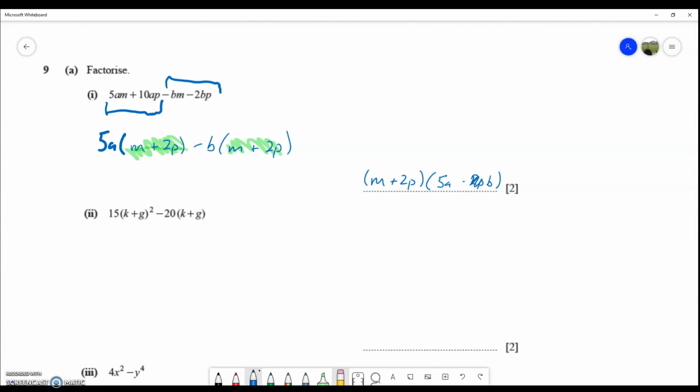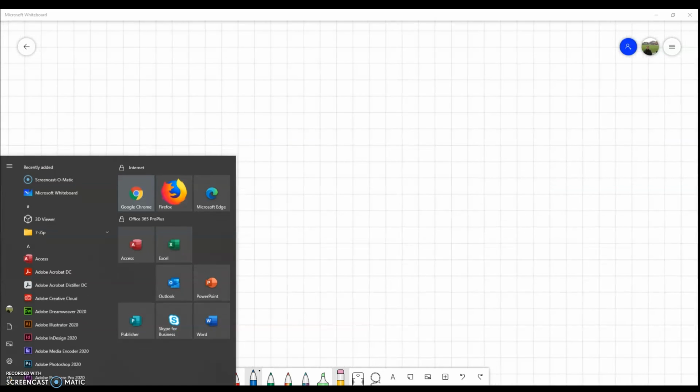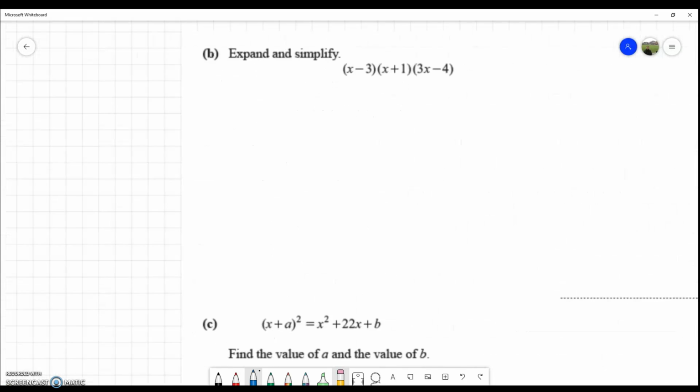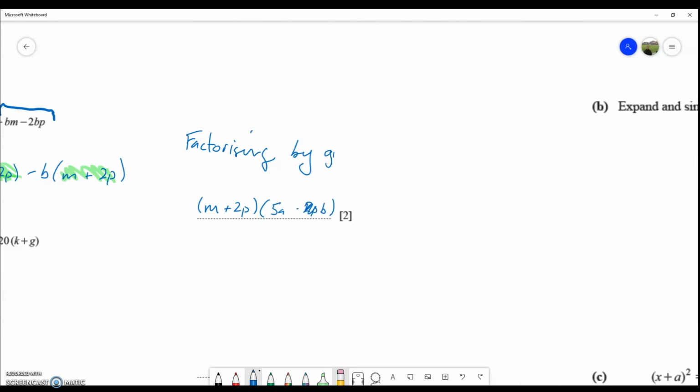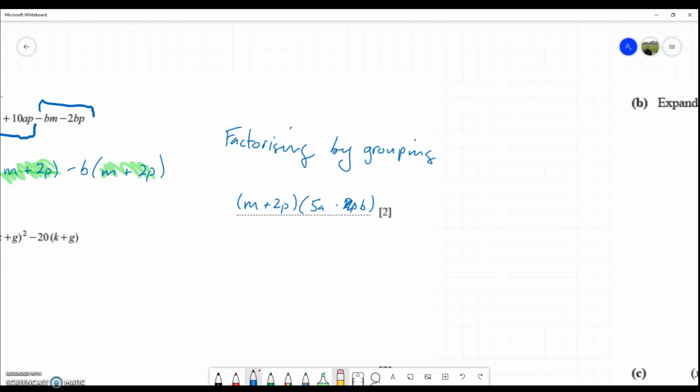So you can see with this question, it's really just an expression of the expansion of using the distribution property. So you can see that it would be 5a times that bracket minus ab times that bracket. So that's factorising by grouping. It might be that you want to look that up on YouTube videos to get a better understanding of that one.